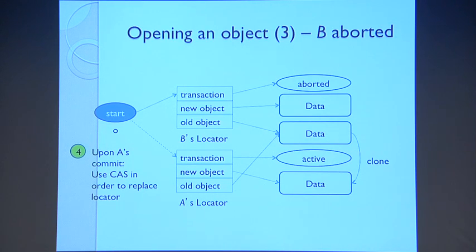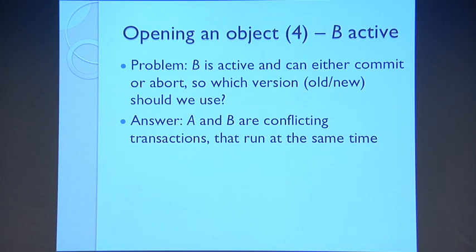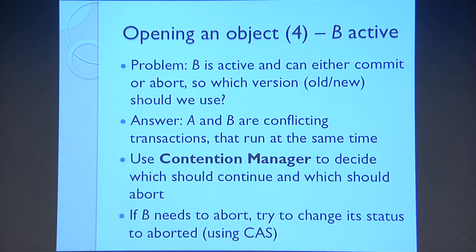But what happens if B is an active transaction that is actually running at the moment? The problem is that both A and B try to access the same data and write to it at the same time. So this is a problem. For this, they suggested using something called a contention manager that takes two transactions and decides which one should proceed and which one should fail. If, for example, B needs to abort, then we try to change its status using a CAS operation. This was their idea.